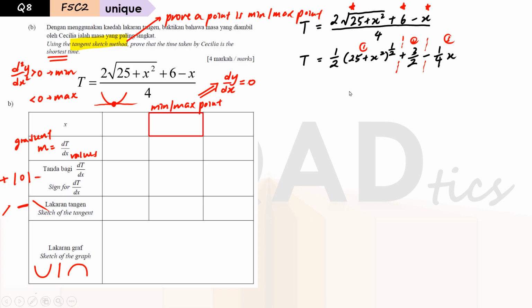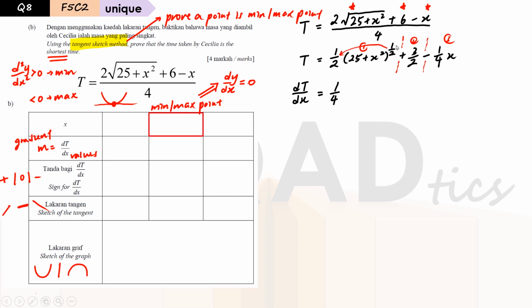So when we differentiate this equation, it will be dt over dx because everything here is x. That's why we put x at the bottom. Okay, so how to differentiate the first one? The first thing is we are going to copy the power here and move it to the front. So here will be 1 over 2 times 1 over 2. It will be 1 over 4.